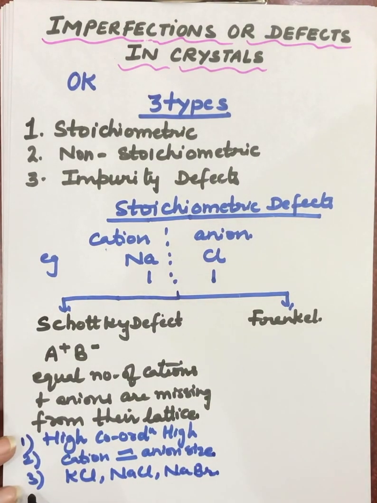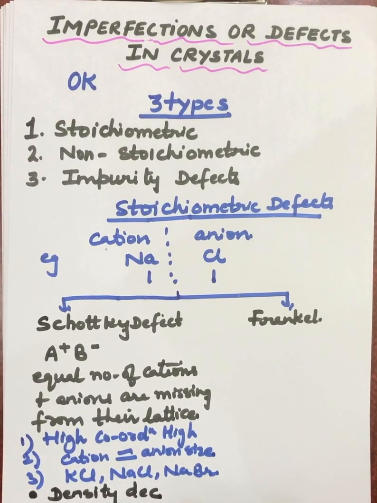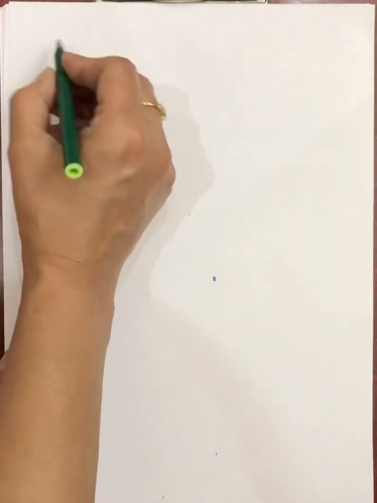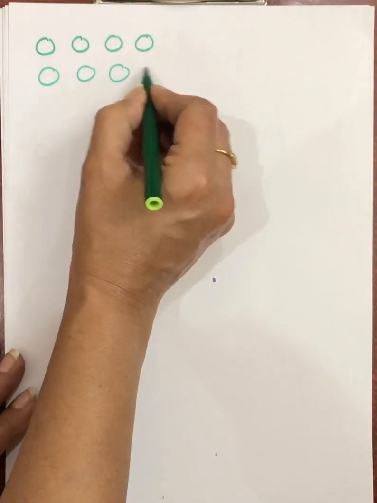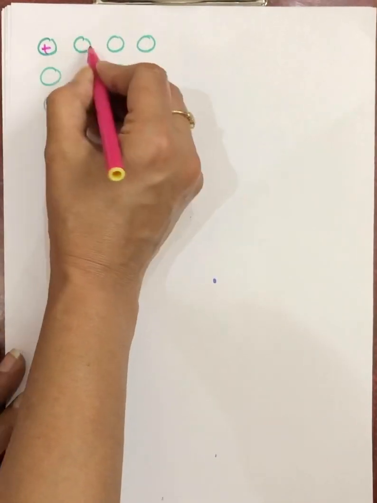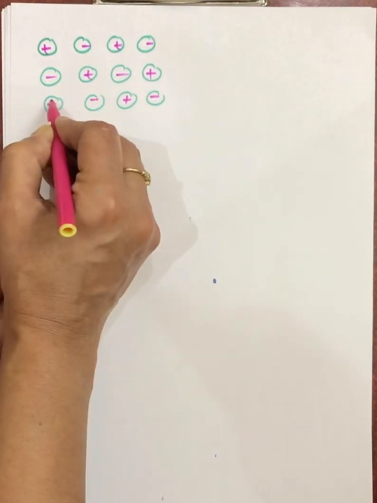And the fourth one I'm taking is an important point here. Density of crystal decreases. Because of this defect, the density of the crystal decreases. Now we are taking up how equal numbers of cations and anions are missing from their lattice site. For this, I am taking a crystal. For example, this is cation, anion, this kind of arrangement we have if a perfect ordered arrangement is there.